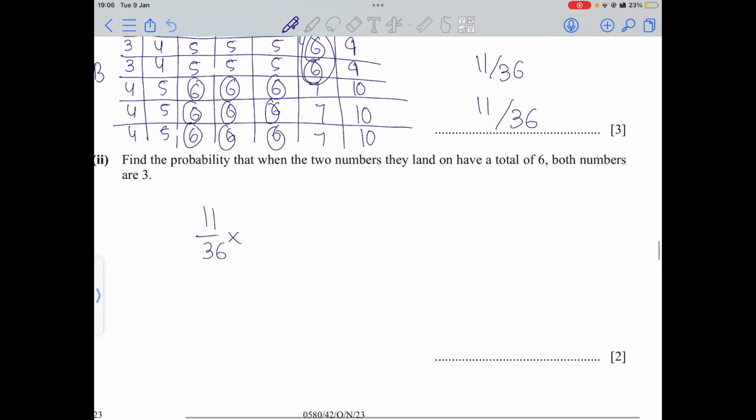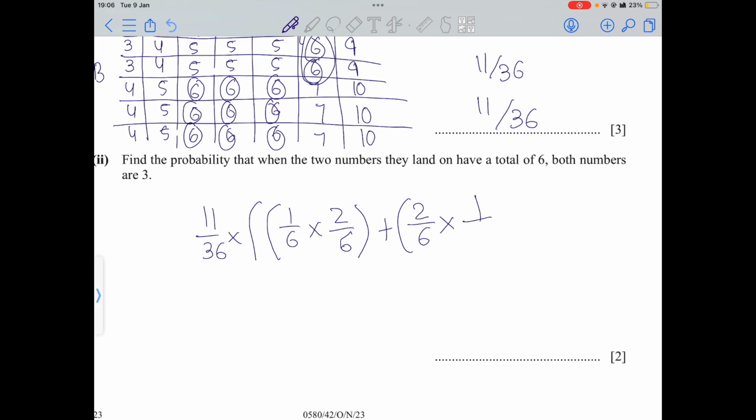Yes, so if I take the brackets here, it's 1 over 6 into 2 over 6 plus 2 over 6 into 1 over 6, which is basically 11 over 324.